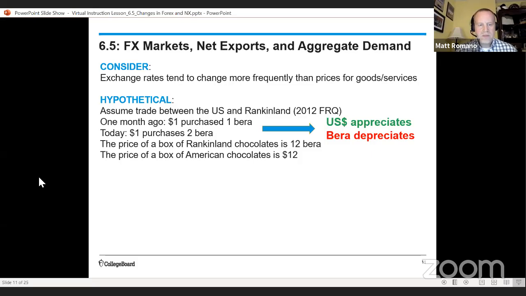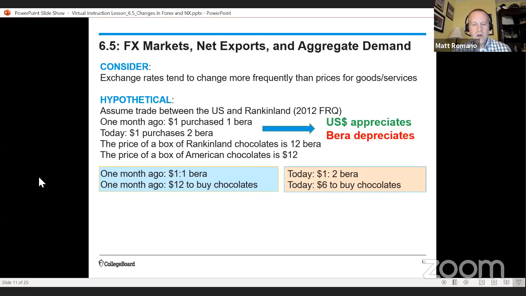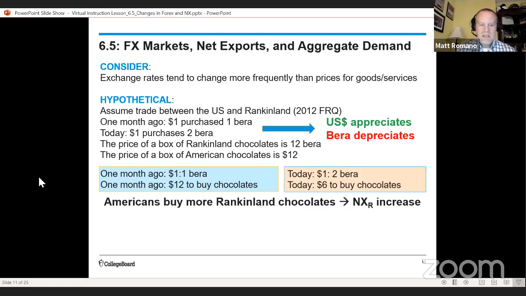So walking through the math of this, let's consider how much you would spend if you're in America and you want to import those Rankin Land chocolates that you've heard are so good. A month ago, with that 1-to-1 exchange rate, it's going to cost you $12 to exchange your dollars into birra and buy those Rankin Land chocolates. But now, because you have the appreciated dollar, $1 buys 2 birra, it's only going to cost you $6 to buy that same box of chocolates. All other things held equal, ceteris paribus, that means that Americans are going to buy more chocolates out of Rankin Land. And that's going to increase net exports coming out of Rankin Land.